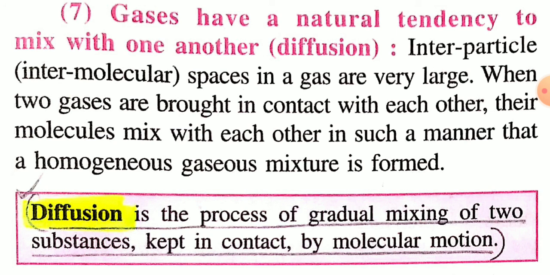So diffusion: gas molecules can diffuse with each other. Gases have a natural tendency to mix with one another, which is known as diffusion. The interparticle or intermolecular space in a gas is very large. When two gases are brought in contact with each other, their molecules mix in such a manner that a homogeneous gaseous mixture is formed. This intermixing of two or more gases is known as diffusion.